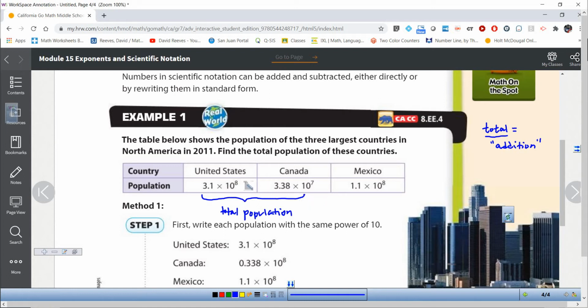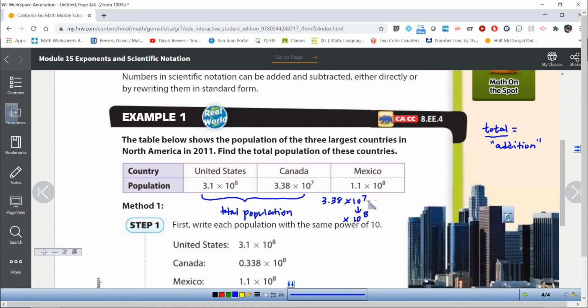But as you remember, you cannot add 3.1 times 10 to the 8th to 3.38 times 10 to the 7th because the powers of 10 are different. So I'm going to take Canada, 3.38 times 10 to the 7th, and I want to rewrite it as a power of 10 to the 8th, right? So I want it to be 10 to the 8th power.